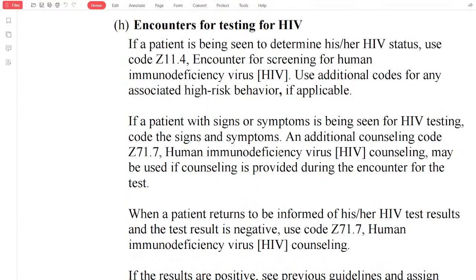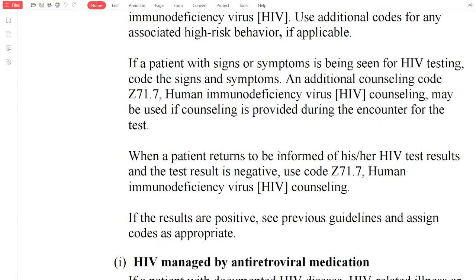And next case, if a patient with signs or symptoms is being seen for HIV testing, code the signs and symptoms. An additional counseling code, Z71.7, human immunodeficiency virus counseling, may be used if counseling is provided during the encounter for the test. Patient with signs or symptoms, HIV testing, code the signs and symptoms. An additional counseling code is required, Z71.7. You have to use the counseling code.